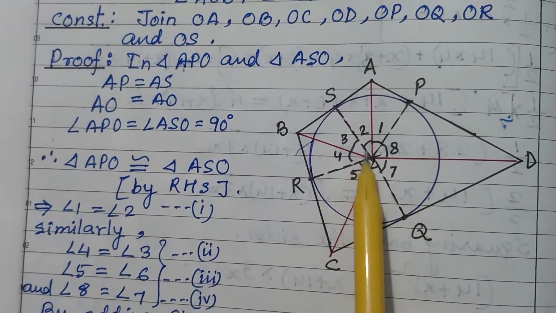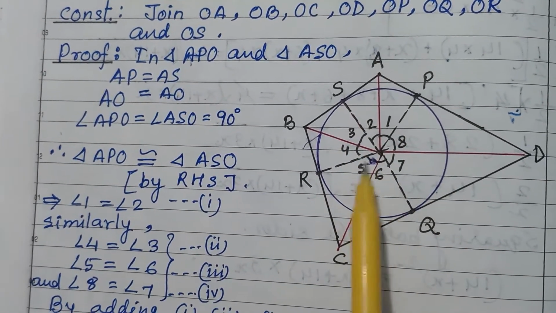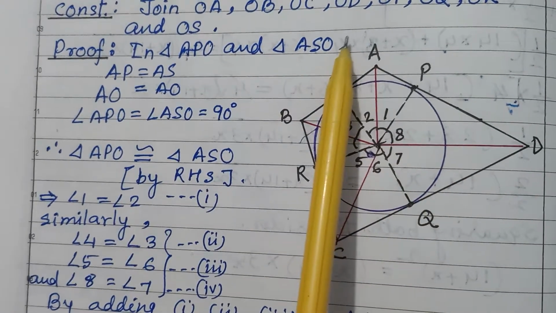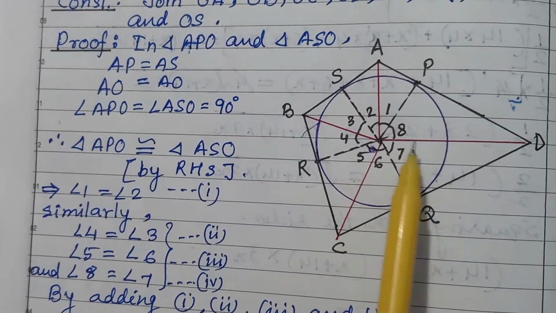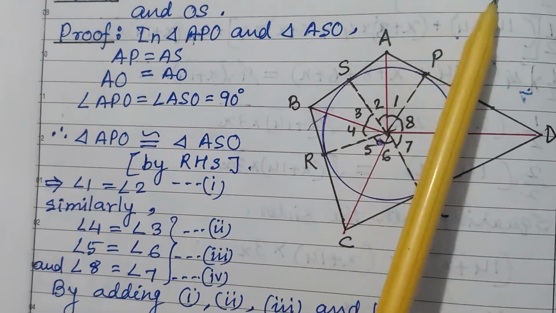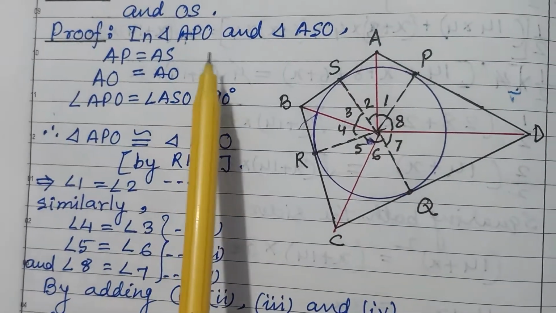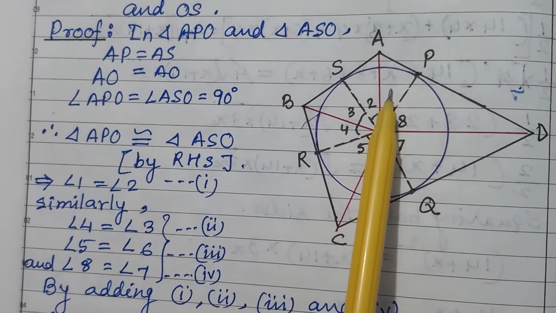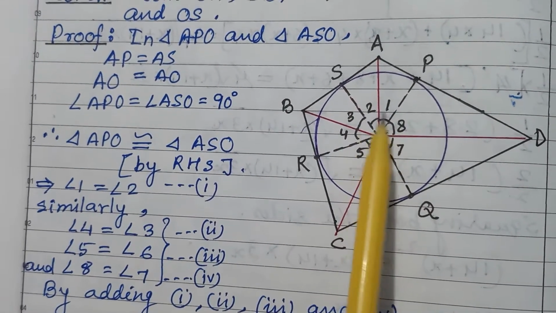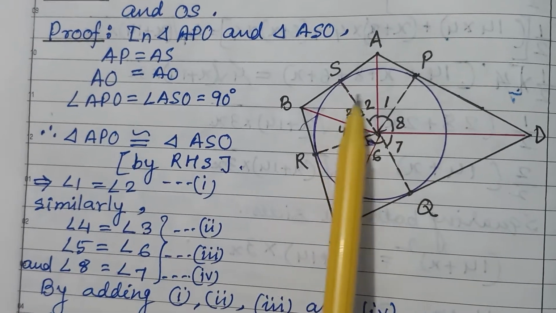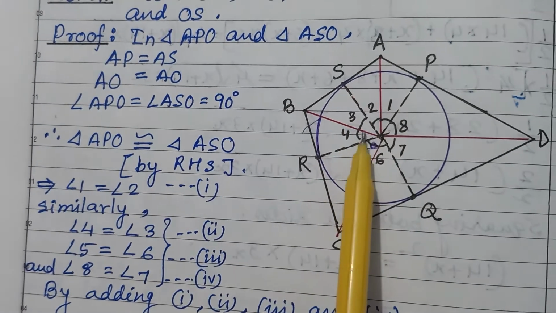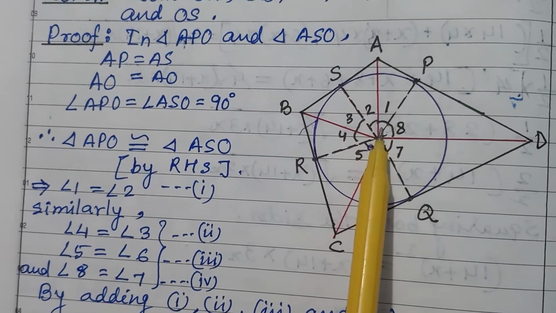Now, join all these: OA, OB, OC and OD. And OP, OQ, OR, OS, all these we have to join first. Then in triangle AOP, angle 1, and triangle AOS, these two tangents are equal, and OA is the common side.